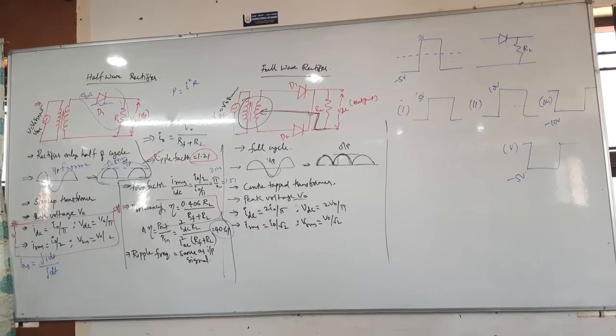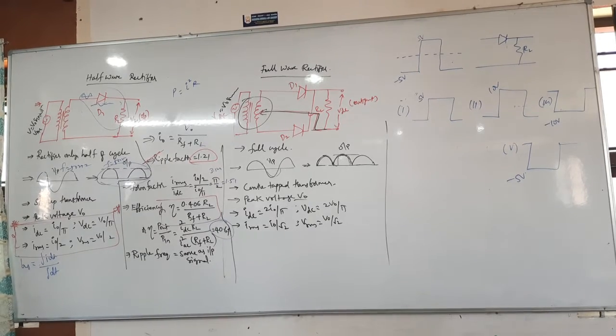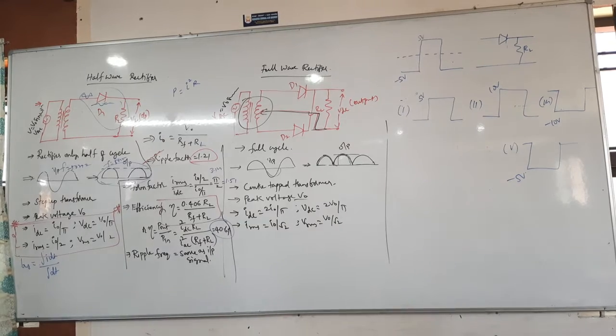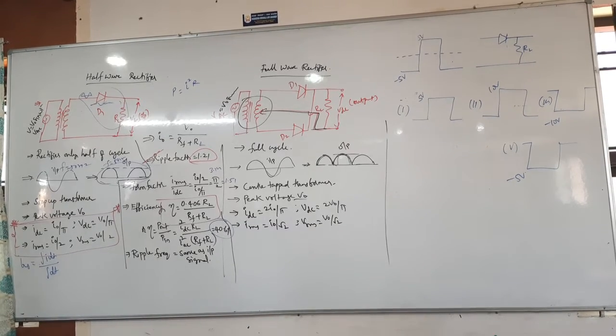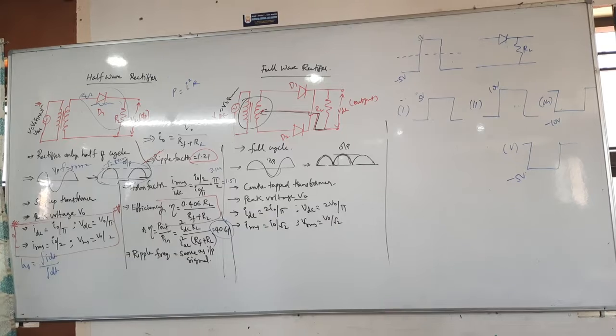Which is the output signal there? 2015 question. Very easy, don't think much. Very easy. First identify which rectifier that is. How many diodes are there? One diode, so which rectifier? Half wave rectifier. What will a half wave rectifier rectify? Only the positive half, only half the signal.